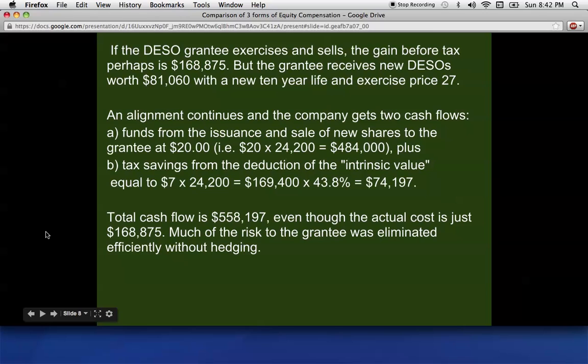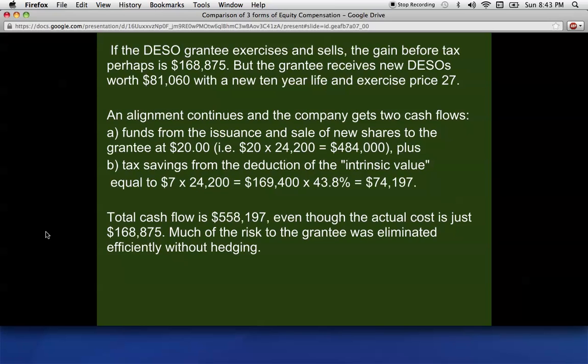If the dynamic employee stock options grantee exercises and sells, the gain before tax is perhaps $168,875. But the grantee receives new dynamic employee stock options worth $81,060 with a new 10-year life and an exercise price of 27. And alignment continues, although it's not a full alignment as it was before, but there is a substantial alignment that continues, and the company gets 2 cash flows when he makes this early exercise.